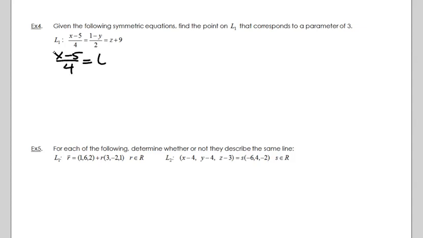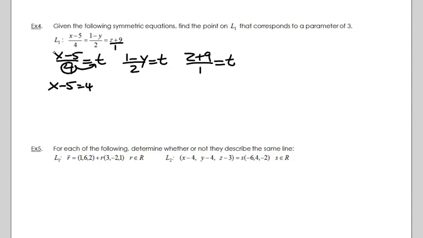This equals t. This equals t as well. And we know that there's a 1 underneath. So let's write that as well, equals t. Okay? Just trust me. I'm going to show you something. Start solving for x. Bring 4 to the other side first. X minus 5 equals 4t. Same with this guy. And this guy.